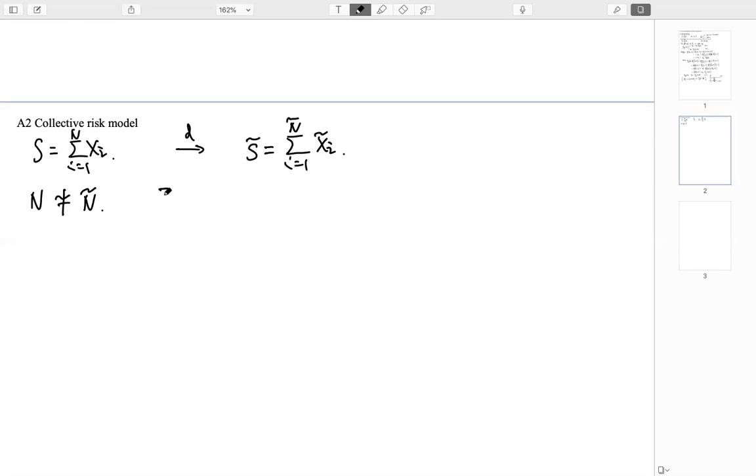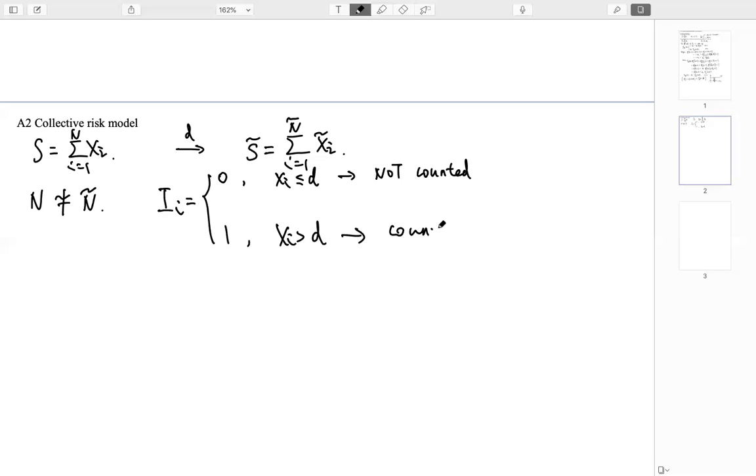We introduce this indicator. That is something we did before, right? So all we need to do is to count how big it is. If it's less than D, then it's not counted. But if it's bigger than D, it will be counted. So what I mean is my new claim frequency Ñ will be equal to the sum from i = 1 to big N of I_i. This is how I count the new claim frequency.